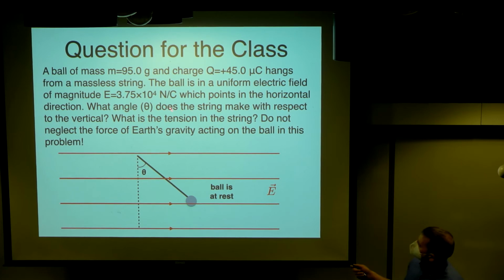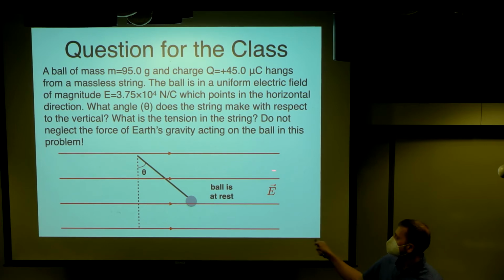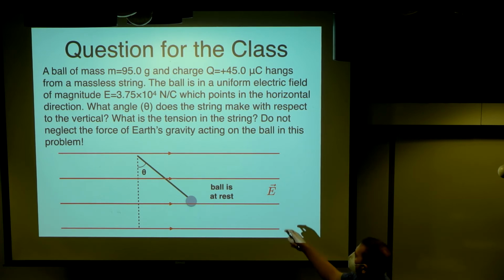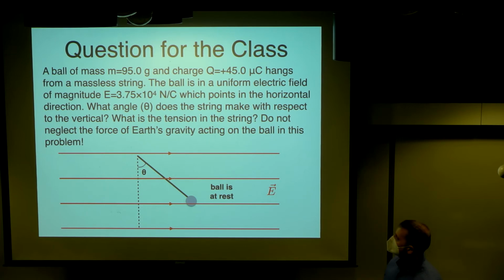So we have a ball, mass M is 95 grams, and the charge is 45 microcoulombs. And it hangs from a string like this. So this is the charged ball. This ball is inside of a uniform electric field, pointing to the right, as you see here. And the magnitude of this field is 3.75 times 10 to the 4 newtons per coulomb. So 2 questions about this. What is the angle that the string makes with the vertical? And then what is the tension in the string?